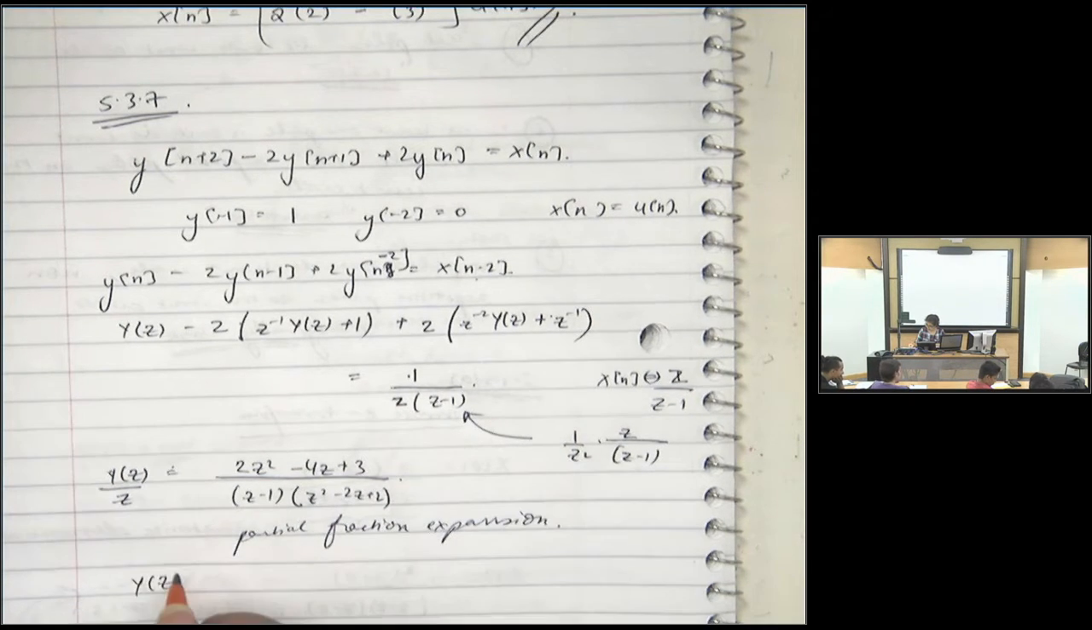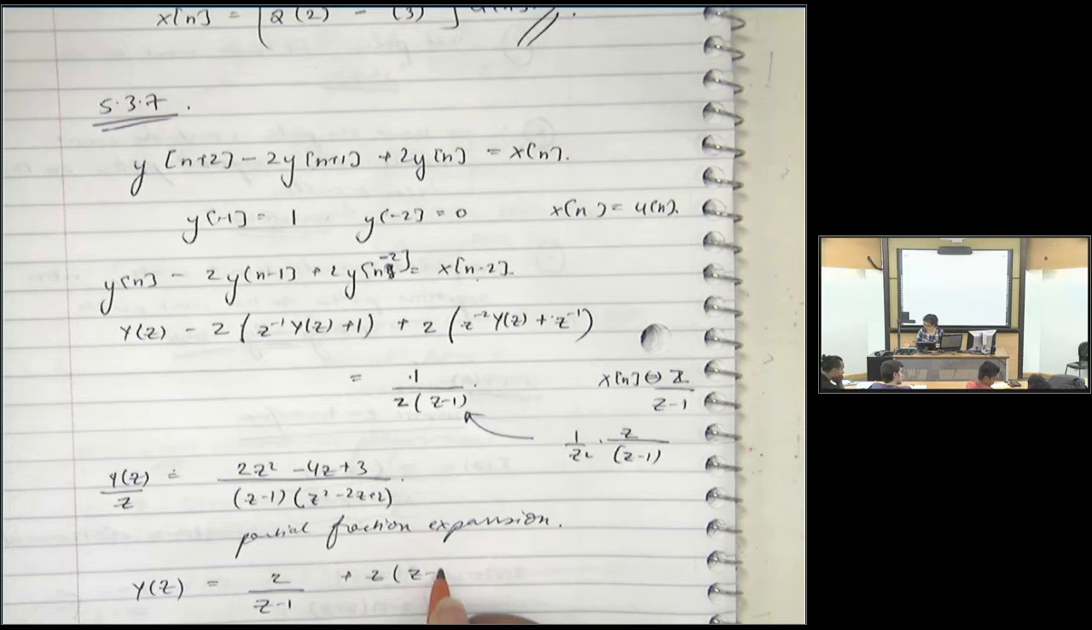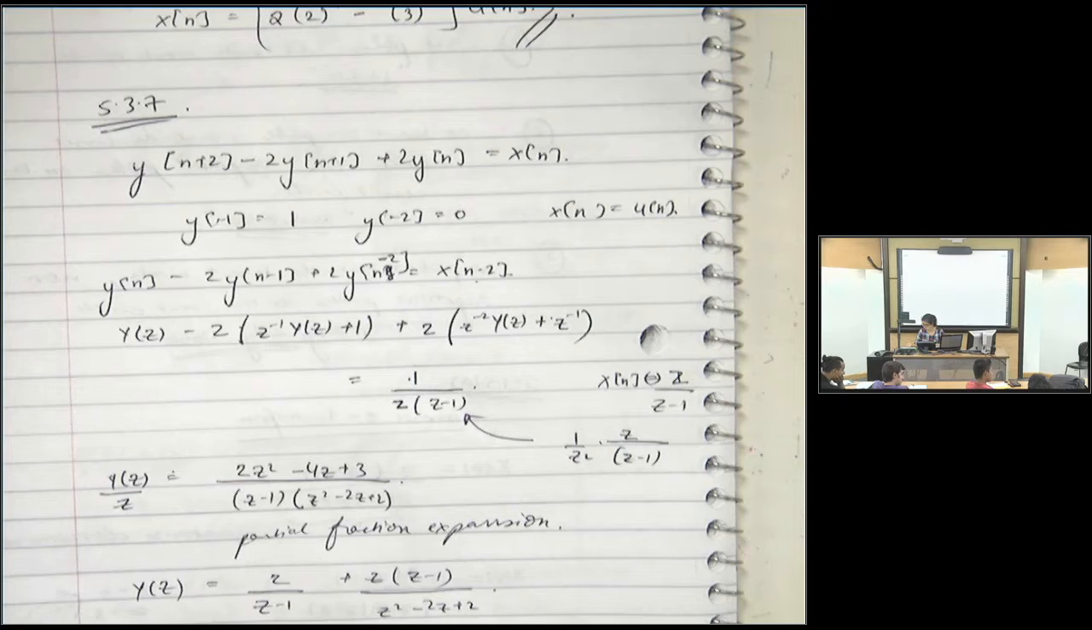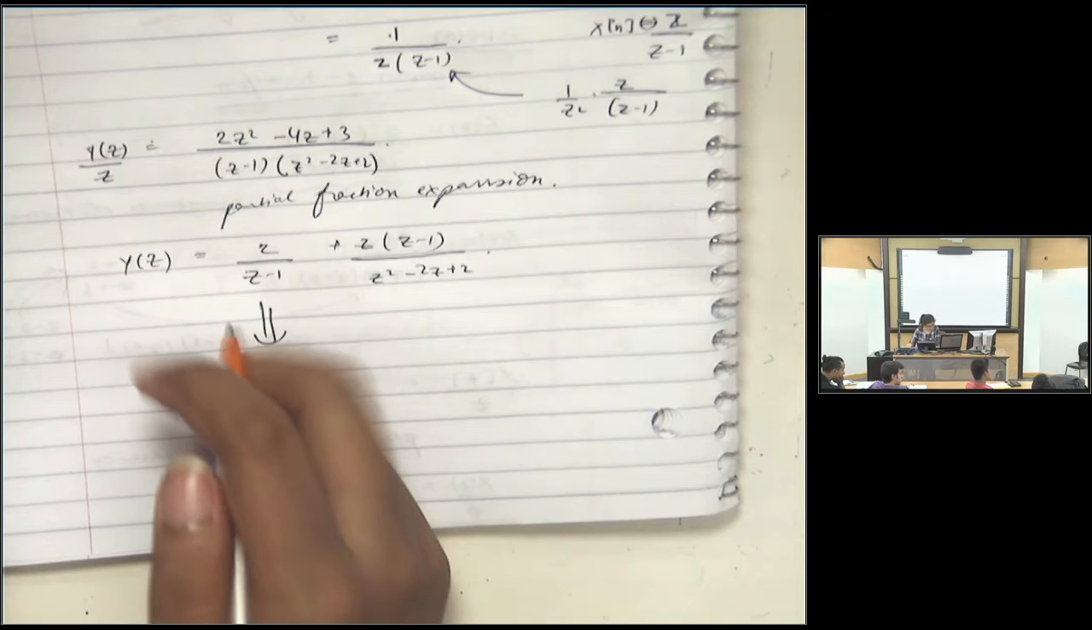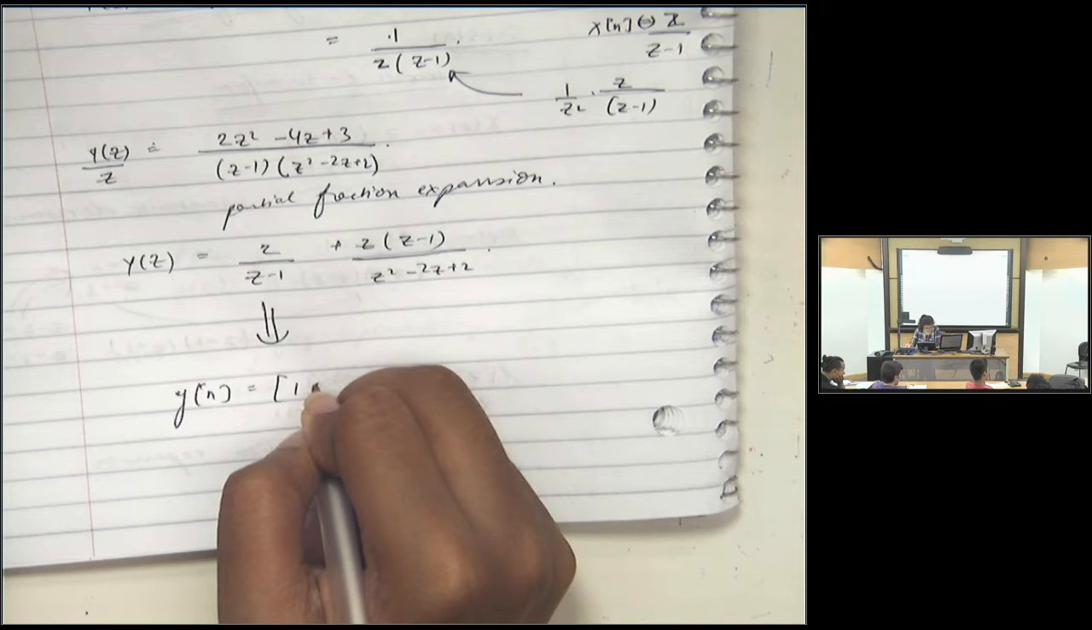And then we'll have Y of Z equals Z over Z minus 1 plus Z into Z minus 1 over Z square minus 2Z plus 2. And this again you'll use your table. So one important transform pair to remember is as follows. I'll just write it down for you.